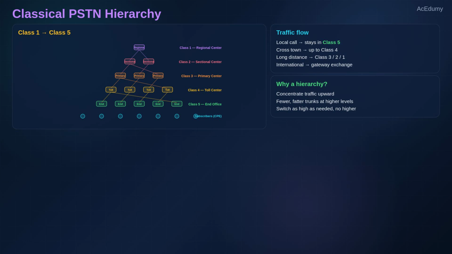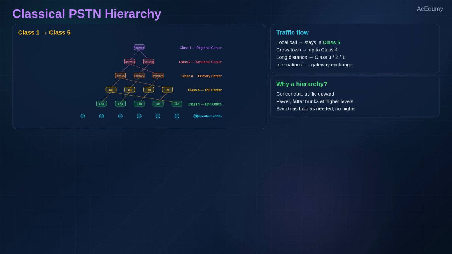Class 4 is the toll center. It collects traffic from many end offices in the same area and switches inter-exchange calls. Class 3 is the primary center. It aggregates several toll centers and provides regional switching for long-distance calls. Class 2 is the sectional center. It interconnects primary centers across a wider area.